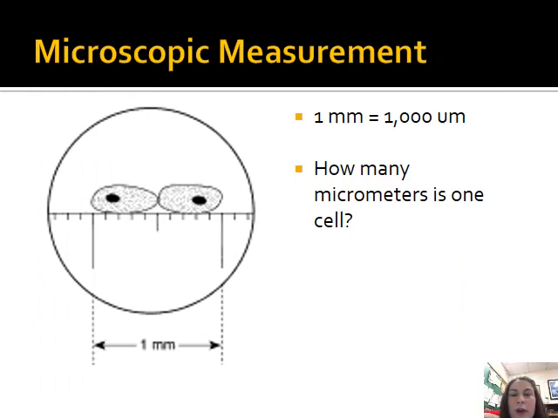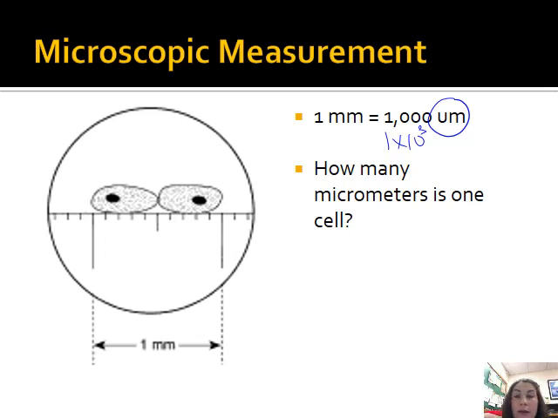The last thing we're going to talk about in terms of microscopes is microscopic measurement. Images under the microscope are way too small to use a millimeter for measurement. So what we use is called a micrometer, whose units are represented by μm. For every 1 millimeter, there are 1,000 micrometers. In scientific notation, 1,000 is 1 times 10 to the third. So how many micrometers is one cell?